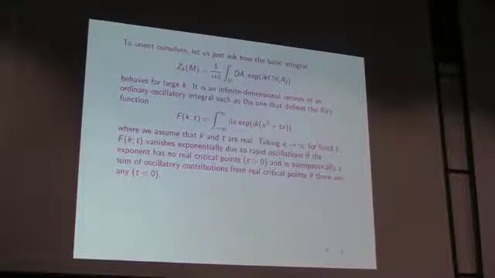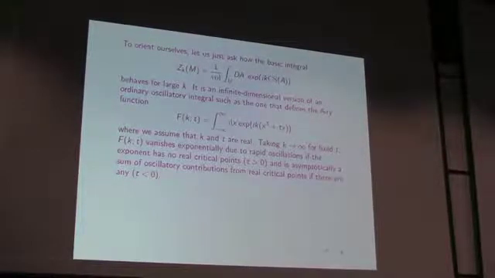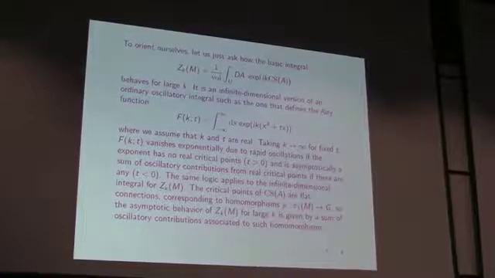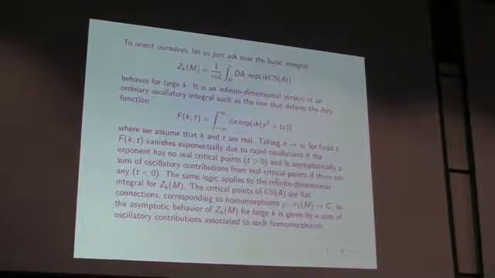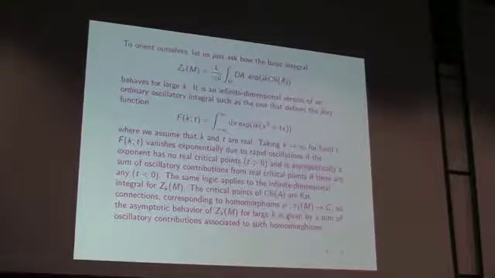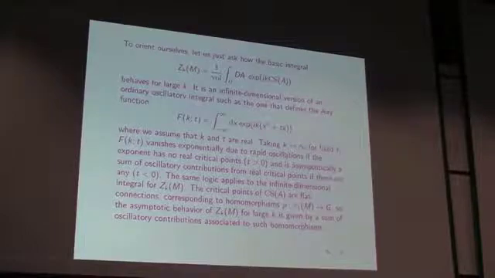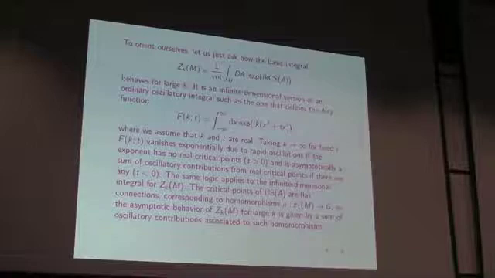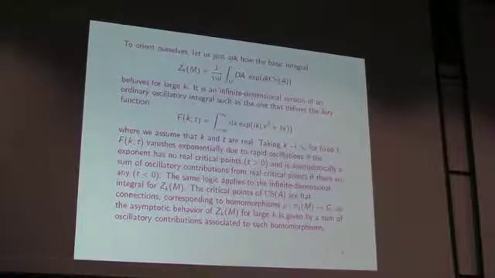Now, Feynman taught us to apply the same kind of logic to infinite dimensional Feynman integrals. And so we do that here for this infinite dimensional integral. So we have to ask, what are the real critical points? Well, the critical points of the Chern-Simons function are flat connections. Because if you go back to the definition of the Chern-Simons function, you'll find that its variation at a connection A is proportional to the curvature of that connection. So a critical point is a flat connection that corresponds to a homomorphism from the fundamental group of M to G. And therefore, the asymptotic behavior of the quantum invariant for large K is given by a sum of oscillatory contributions associated to such homomorphisms.